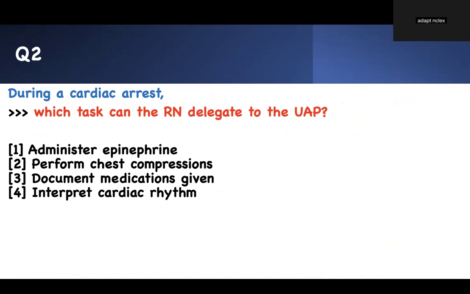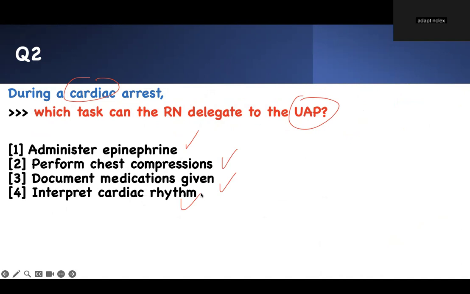Here's the same thing. During a cardiac arrest, which task can the RN delegate to the UAP? Once again, focus on the UAP and circle it. And it says cardiac arrest. Can they give epinephrine? Think about it. Can they perform chest compressions? Think about it. Can they document the medication given? Think about it. Interpret the cardiac rhythm.